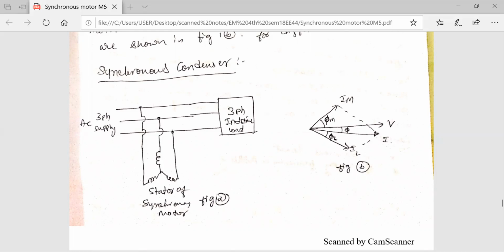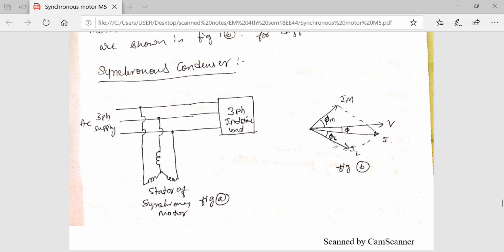In this diagram, figure A shows the three-phase induction motor load connected in some industries. The AC supply is given to the three-phase induction motor, and it will operate. Looking at the phasor diagram, this supply voltage is V. The induction motor is operating at lagging power factor. So that is the lagging current, IL, lagging behind the supply voltage by an angle phi L.